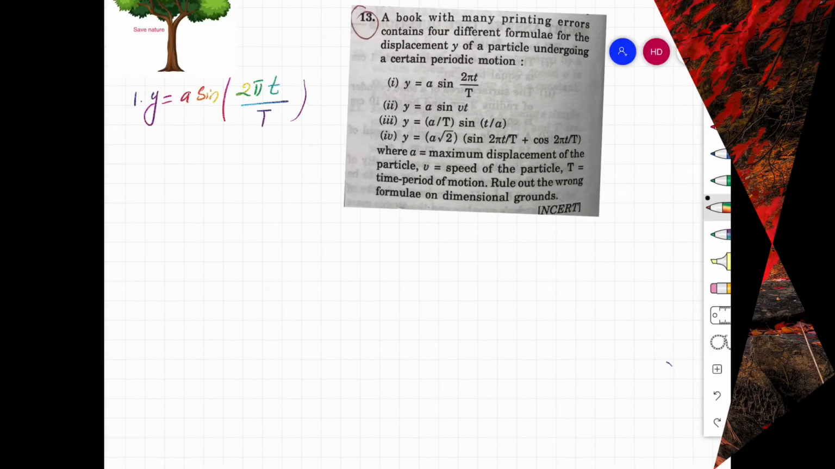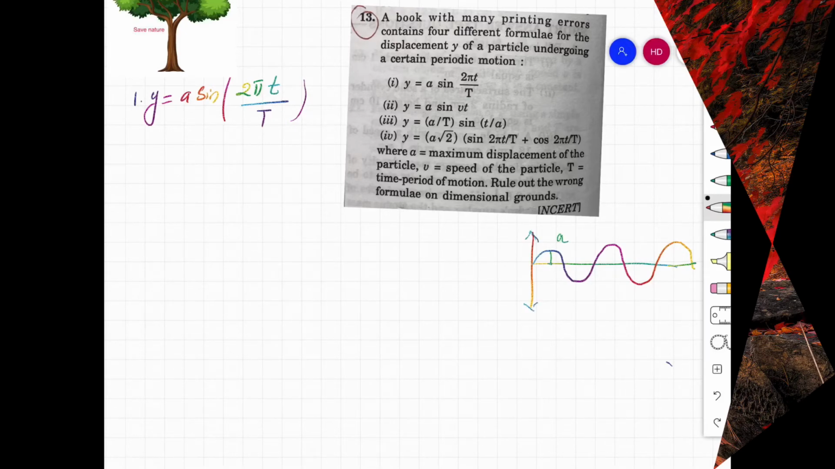So it is already given y is the displacement and a is the maximum displacement of the particle, that is the amplitude. When you consider a motion as in the form of a sine wave or cosine wave, you will study later what the sine wave and cosine wave are. So if this is a sine wave, then this will be the amplitude, that is the maximum displacement from the mean position is called the amplitude.